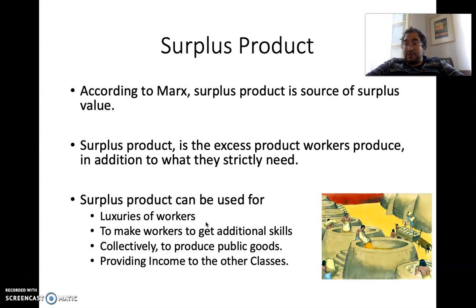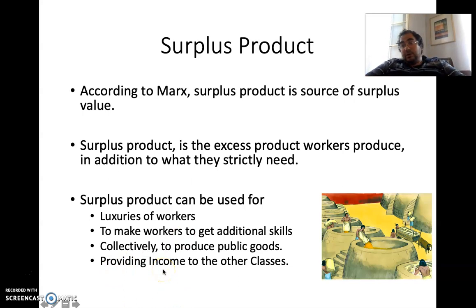Class here means a group of people who have a different function in the society. So, if certain people's function is to work, other people have some other function, which is not to work, something else. And surplus product can be used to provide income to these classes, the people that are part of these classes.